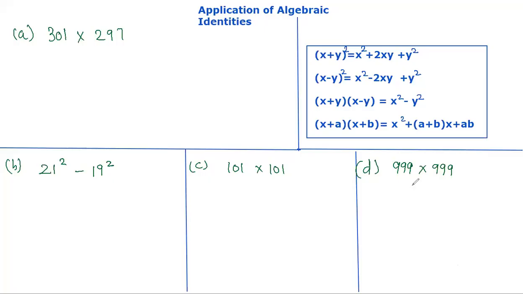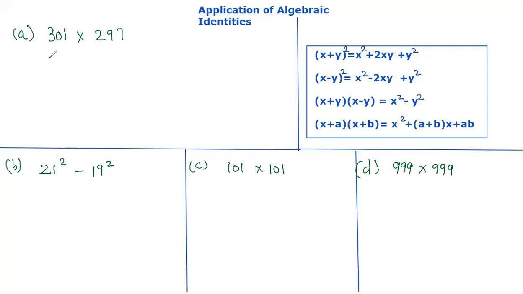Now over here we have numbers with us. So now how to use the identities when we have numbers with us? Here we have 301 and 297. So here which identity can we use?